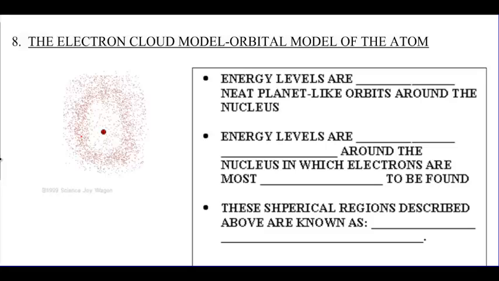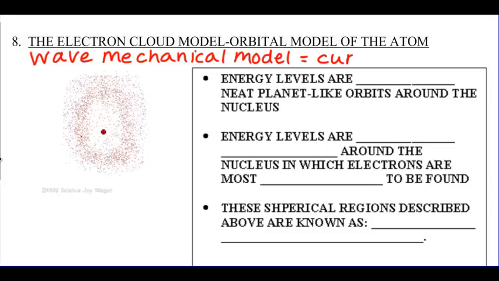So anyway, we are in section 8 here of our notes where we're talking about our modern model of the atom, which is known as the electron cloud or the wave mechanical model of the atom. This is our current model of the atom. It's what we currently believe.